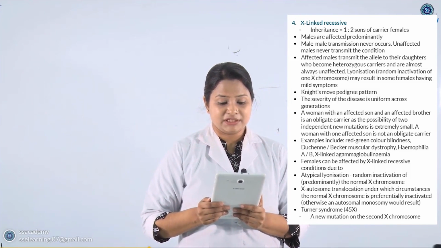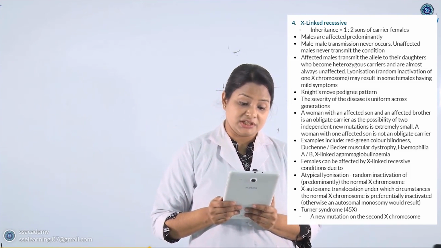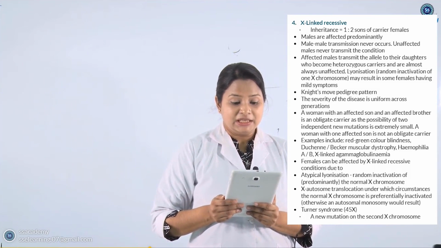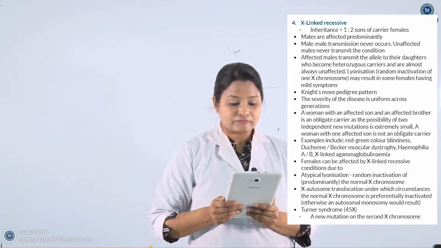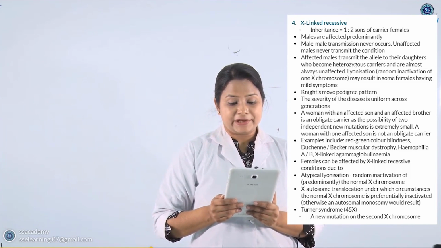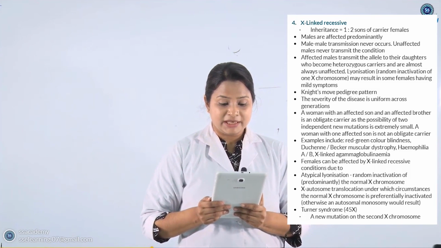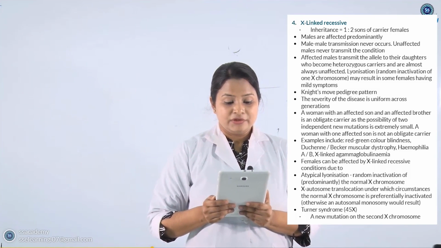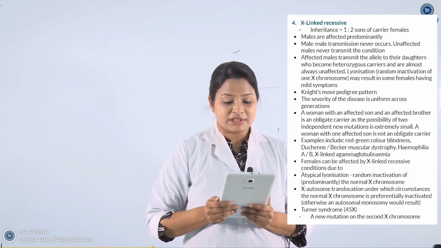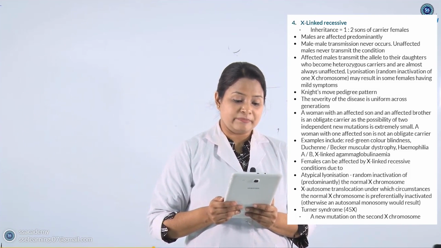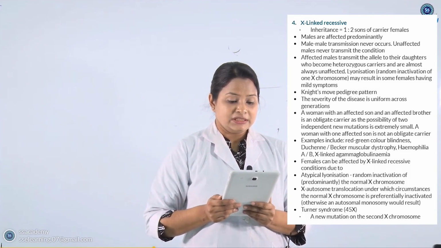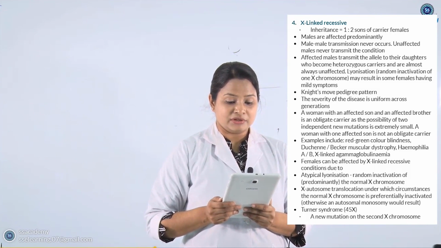Females can be affected by X-linked recessive conditions due to atypical lyonization. The atypical lyonization: random inactivation of the normal X chromosome, X-autosome translocation, under which circumstances the normal X chromosome is preferentially inactivated, Turner syndrome, or a new mutation on the second X chromosome.